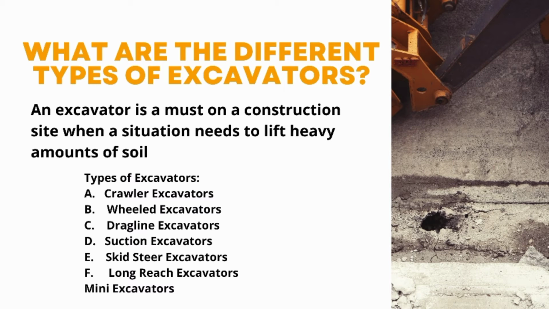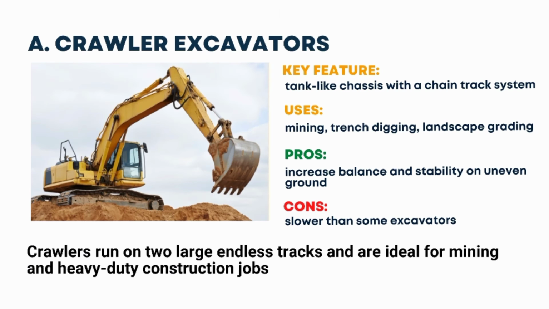Moving forward with the different types of excavators. Excavators are well-known earth-moving vehicles with a bucket, arm, rotating cab, and movable tracks. We have here the 7 types of excavators. The first type is crawler. Crawler excavators have a tank-like chassis with a chain track system.